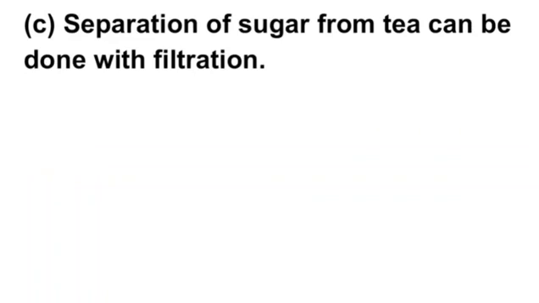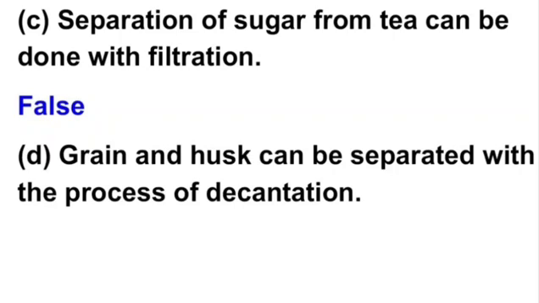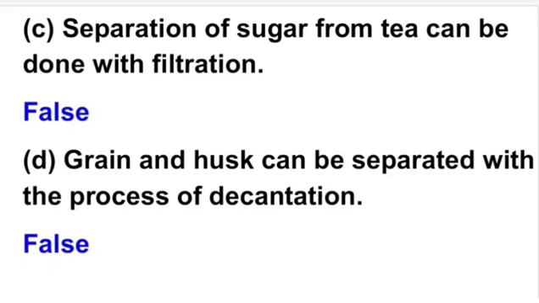C part: separation of sugar from tea can be done with filtration. Can we separate sugar from tea by using filtration? Students, we can't separate sugar from tea with the help of filtration method. So this statement is false. D part: grain and husk can be separated with the help of decantation. This statement is also false because we can't separate grain and husk by decantation. For separating the husk from the grain, we can use the winnowing method. So this statement is false.